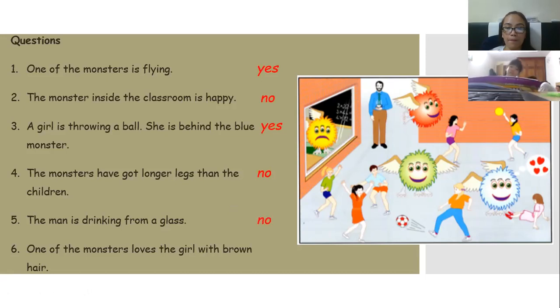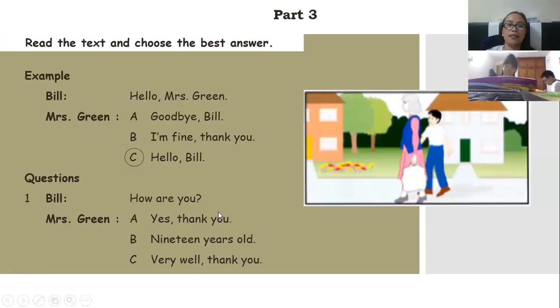No. Yeah, very good. Number six. One of the monsters loves the girl with brown hair. Yes. Very good. And okay, next.